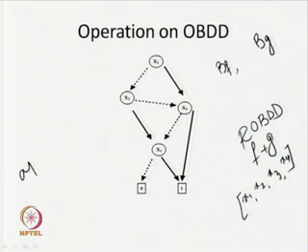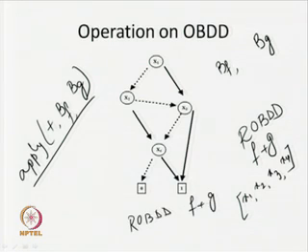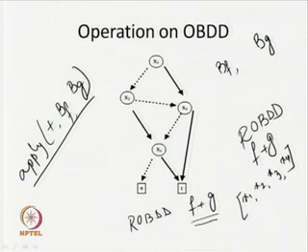So, what happened? We have used the apply algorithm with plus, bf, bg, and we are getting the ROBDD for f plus g. Like that, if we have two ROBDDs, we can always use some binary operation on these two structures, and we can eventually get the ROBDD to represent this Boolean operation. So, this is one important algorithm, and we will be using it when we look at the uses of ROBDDs.